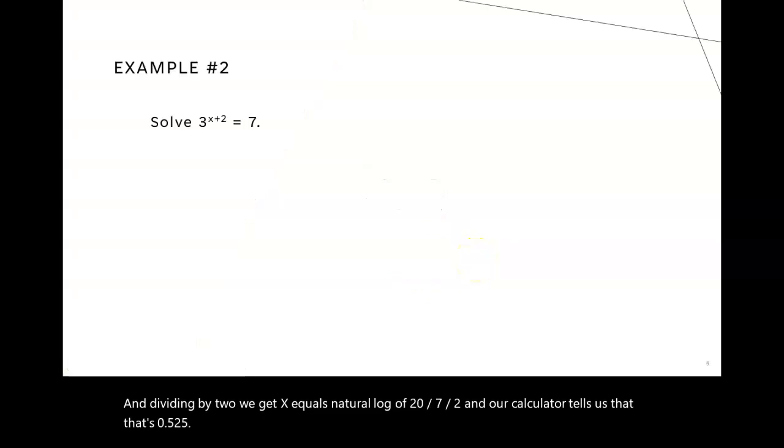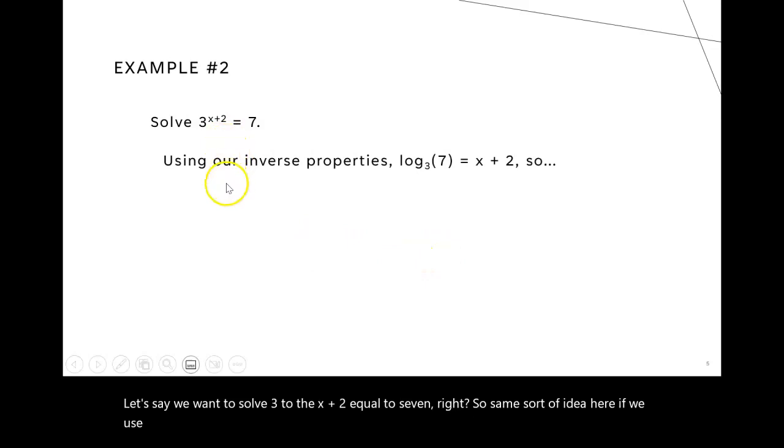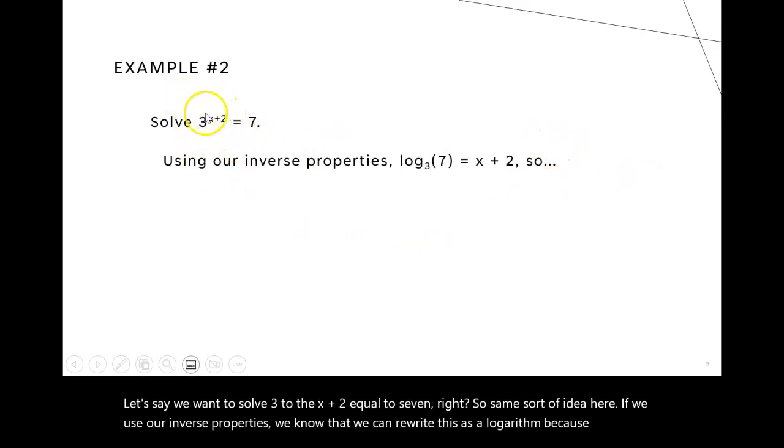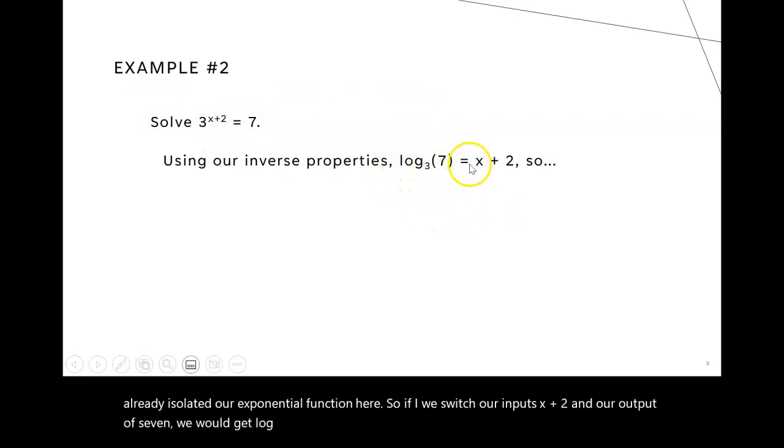Let's say we want to solve 3 to the x plus 2 equal to 7. Same sort of idea here. If we use our inverse properties, we can rewrite this as a logarithm because we've already isolated our exponential function. So if we switch our input, x plus 2, and our output of 7, we get log base 3 of 7 is equal to x plus 2. Those are our inverse properties.